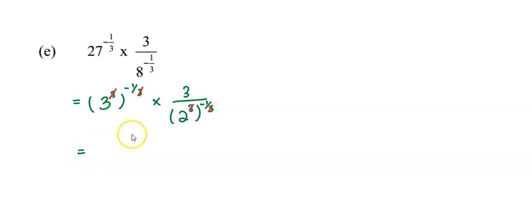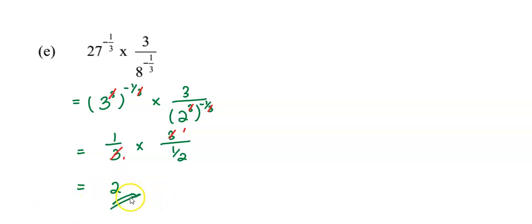Finally, we simplified it. We will have a 3 power of negative 1, where you can write it as 1 over 3, multiplied by 3 over 2 power of negative 1. 2 power of negative 1, that will be 1 over 2. So the 3 again here can be cancelled off, and here you have a 1 over 1 over 2, that is going to be 2. Okay, so the final answer is 2.